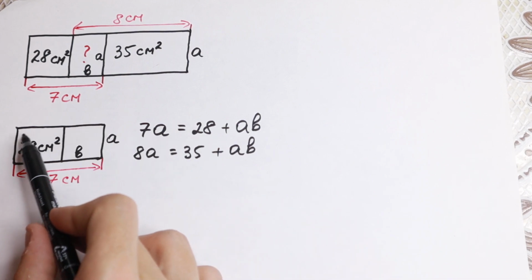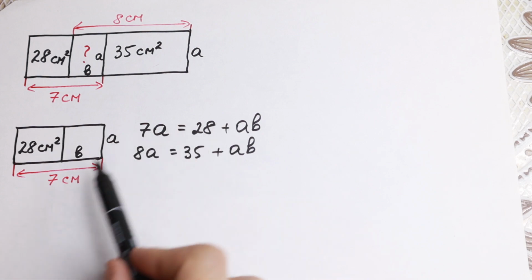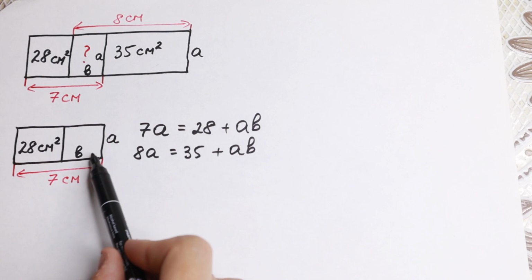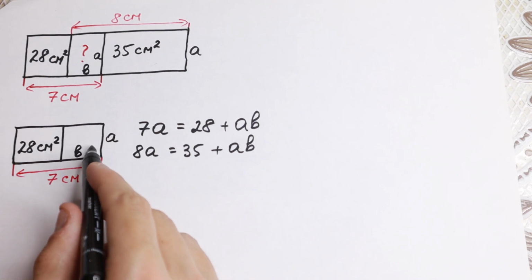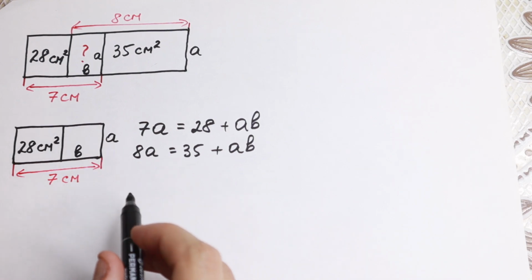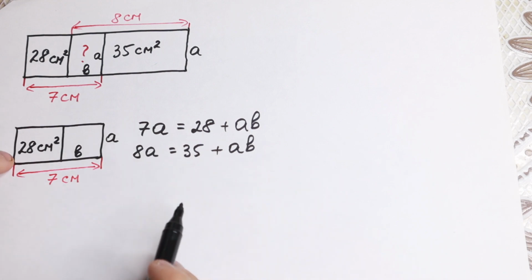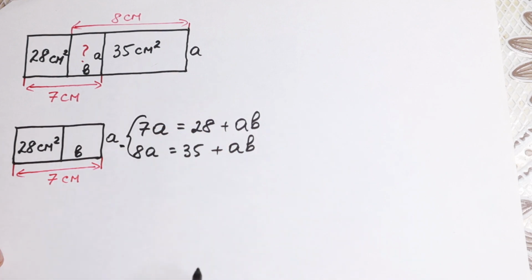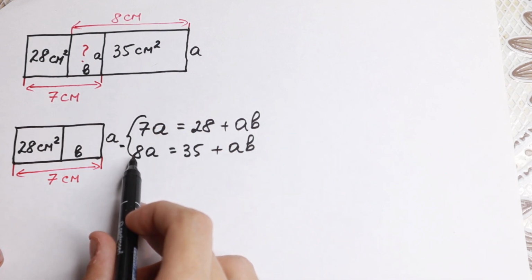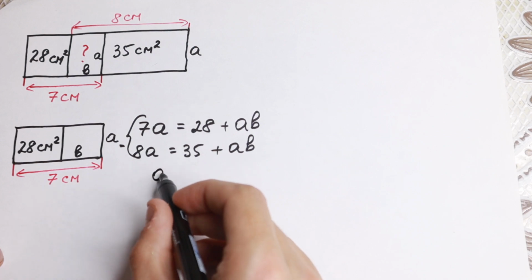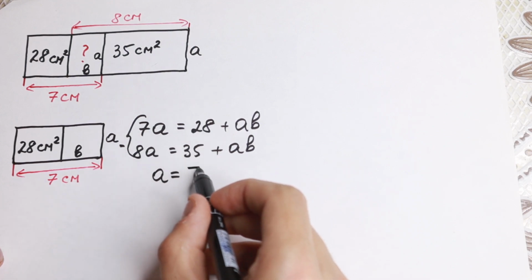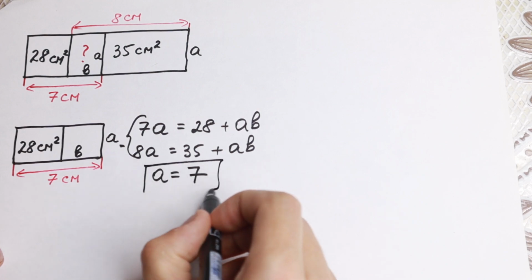7 times A is the area of this rectangle, and on the right hand side, of course, the area of this whole rectangle, because 28 plus A times B is the area of this rectangle. We will have this expression, and of course this expression we'll have right here. So how can we solve it? Let's subtract these two equations, because if we subtract the first one from the second one, we will have A equal to 35 minus 28, which is 7, so A equals 7.